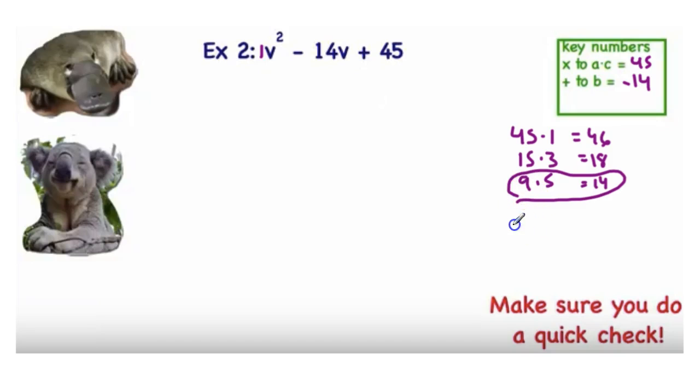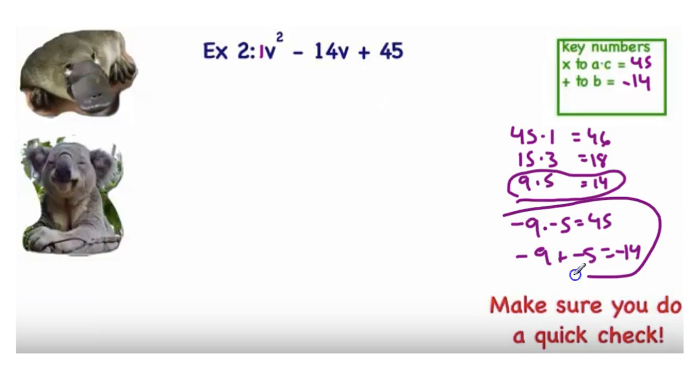Well, what if I do negative 9 times negative 5? When I multiply, that still equals 45. And if I add them together, negative 9 plus negative 5, that equals negative 14. So those are my two numbers, negative 9, negative 5.